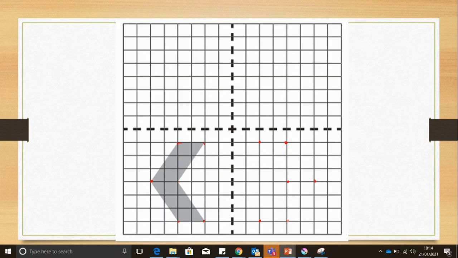And then it's a case of joining up the lines. So I'm going to try and do this freehand. That's not very good. Let me try a ruler on my graphics pad. Cool. And as you see, it's reflected the shape.